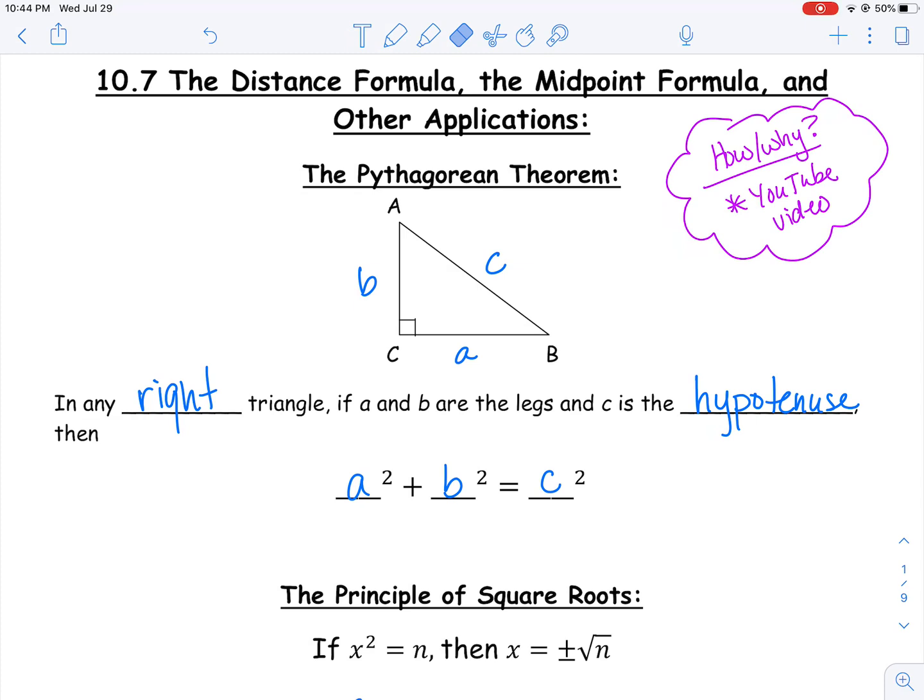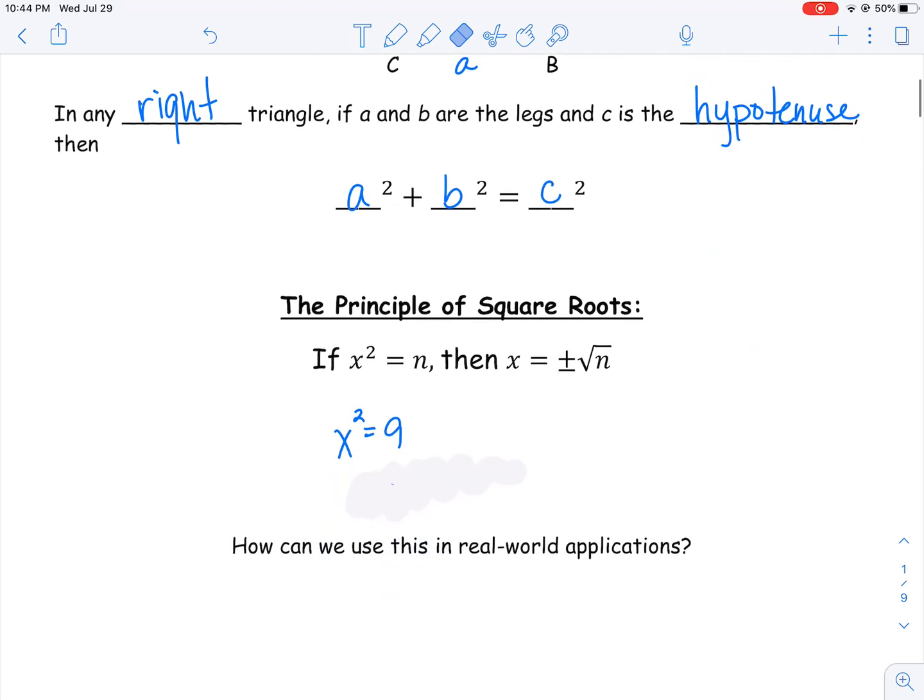I found a cool little YouTube video that talks about how this came about and why this works, so you might want to take a few minutes to check that out so you really understand where it came from and how it works, that a squared plus b squared always equals c squared.